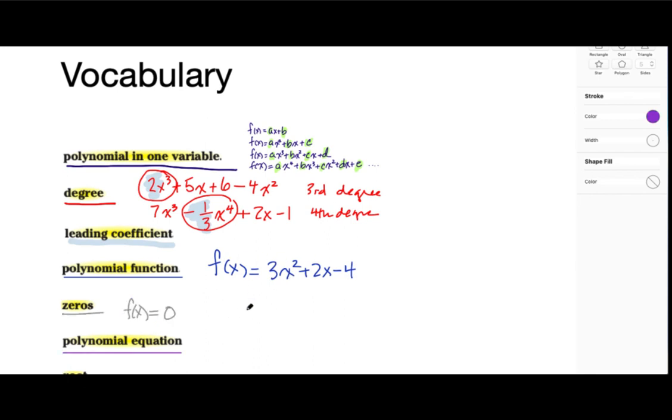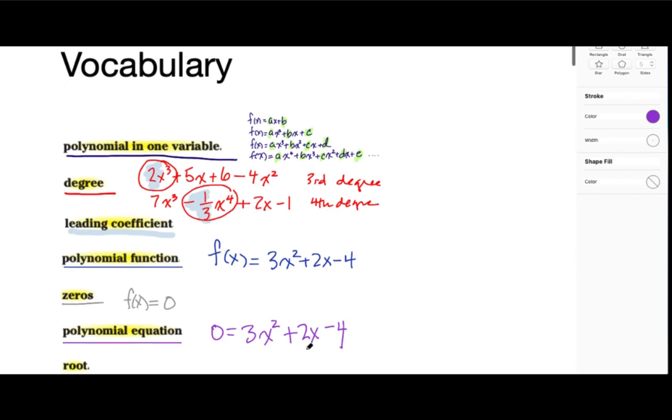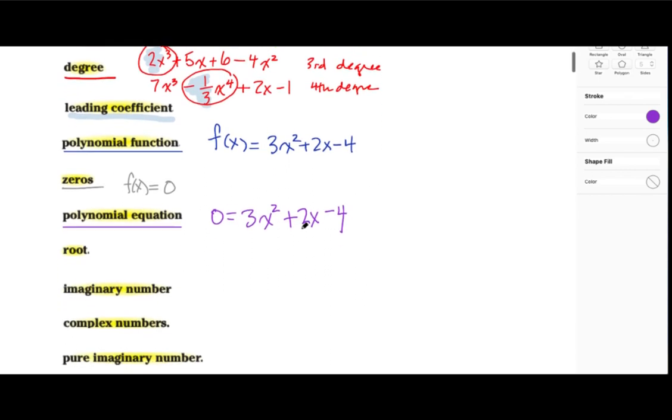So if this is a polynomial function, a polynomial equation would be an equation that you would have with a polynomial, but without the y part or the f of x part. So this is a polynomial equation, and you've worked on solving these before, guys. So I know you know how to do this. This is a quadratic. You know how to solve those.